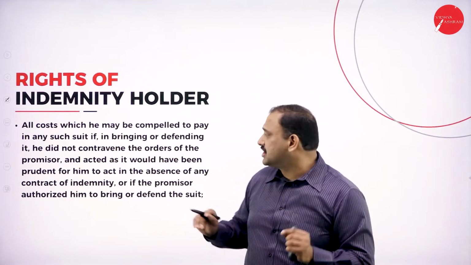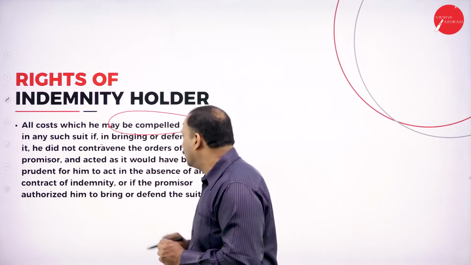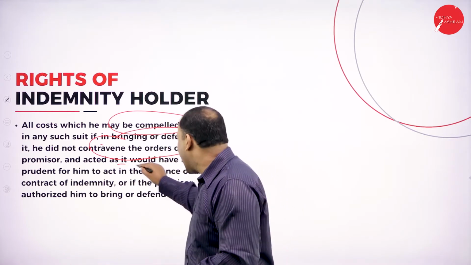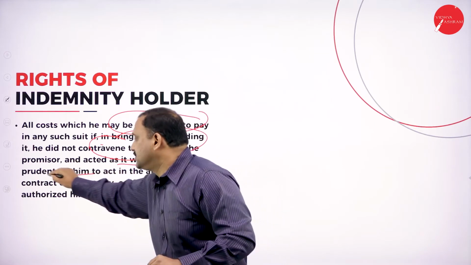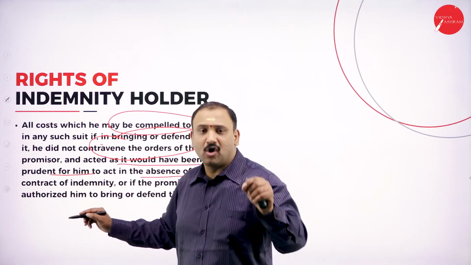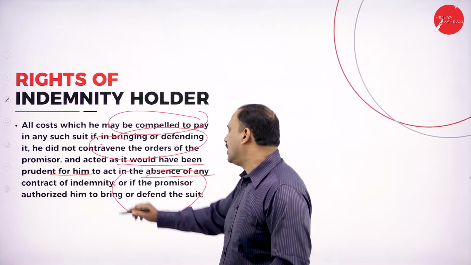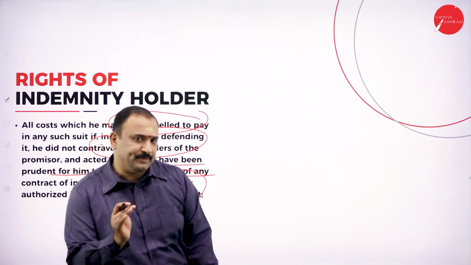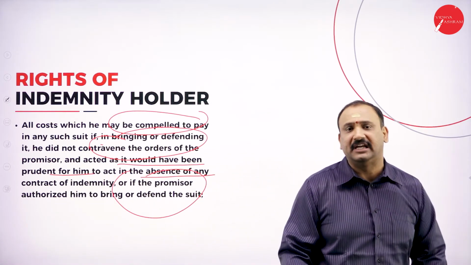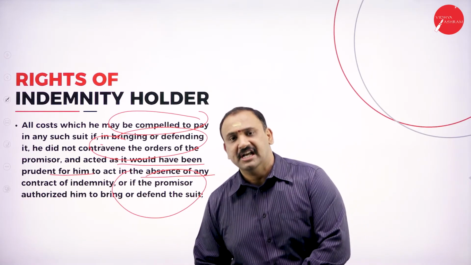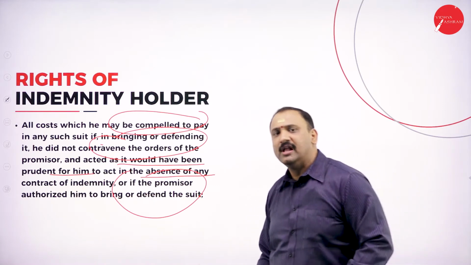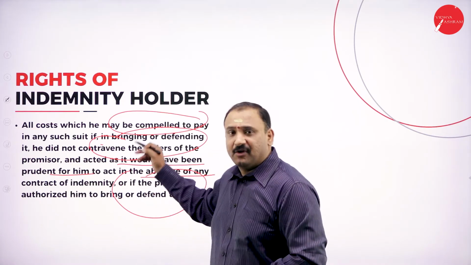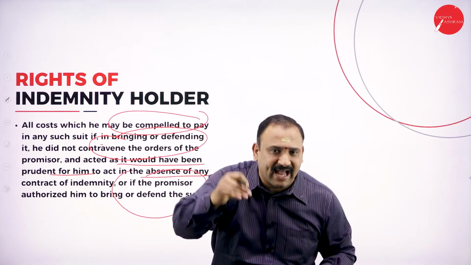Next, all the costs which he may be compelled to pay in such a suit, in bringing or defending it, if he did not contravene the orders of the promisor and acted as it would have been prudent for him to act in the absence of a contract of indemnity, or if the promisor authorized him to bring or defend the suit. So what we are saying is that as per the contract agreed between the promisor and the promisee, if he has followed all the rules and gone exactly by what was told, and the damages occur because of an accidental factor, then the promisor has to pay the damages to the promisee.